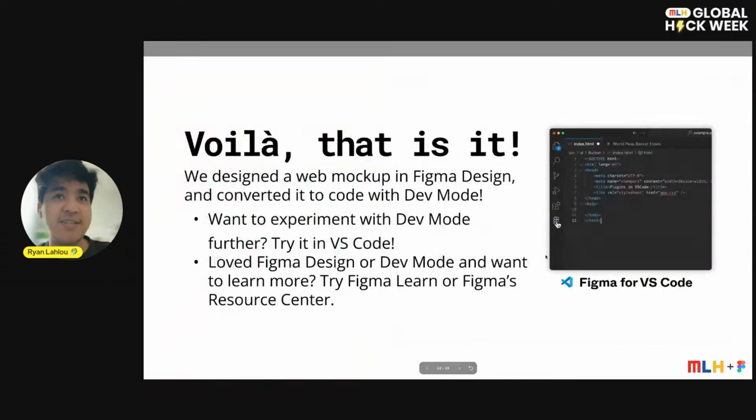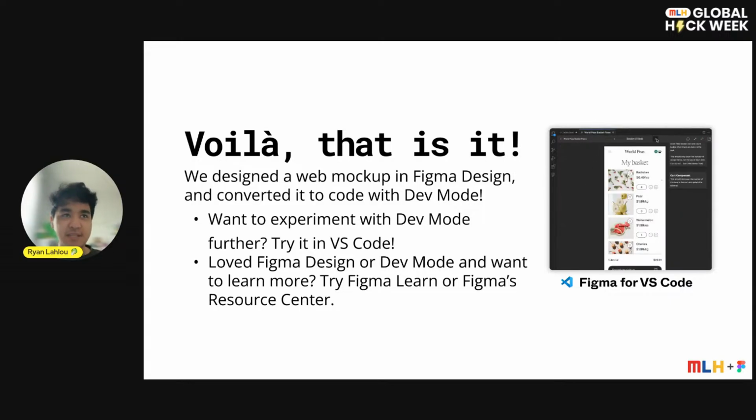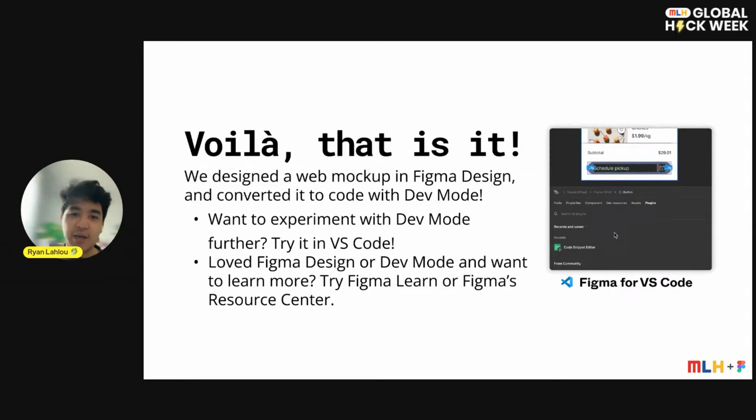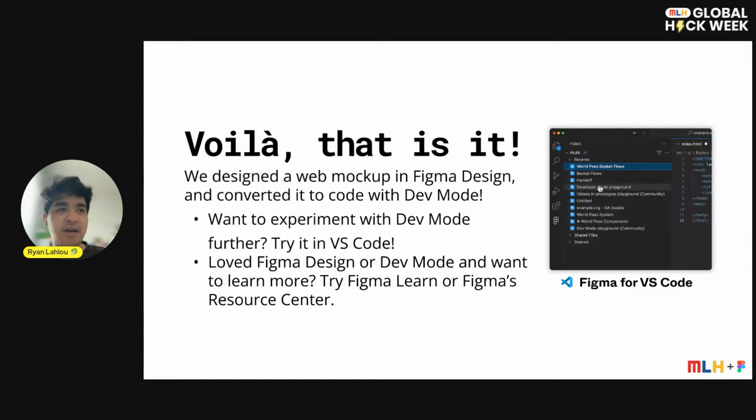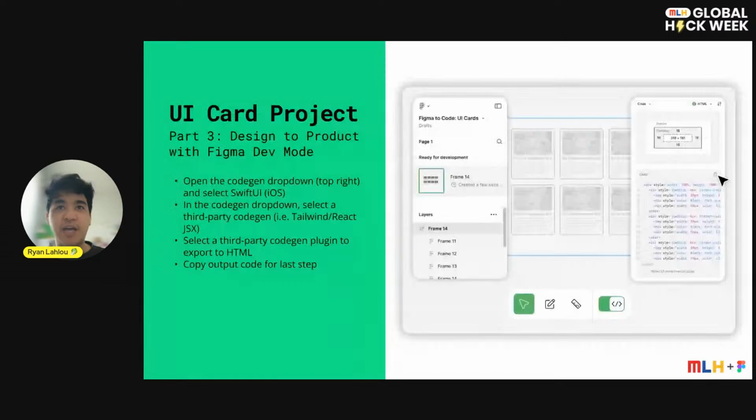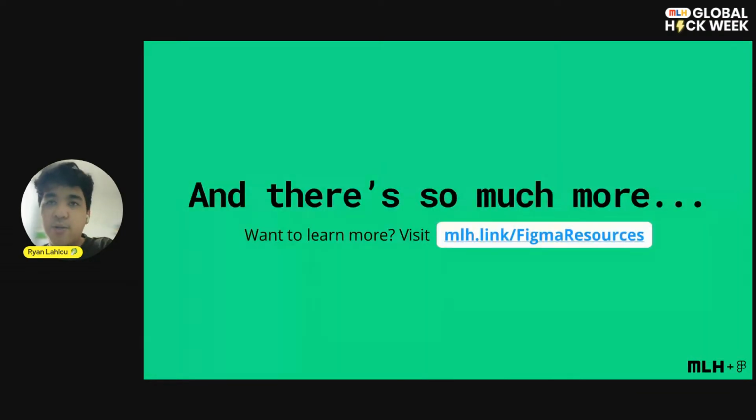So saying all of that, going back into the conclusion here, voila, that is it. We have designed a web mockup in Figma Design and converted it to code with Dev Mode in less than 10 minutes. If you want to experiment more with Dev Mode, try it in VS Code. It's pretty cool. I use it for my full-time job. It is an amazing tool to use, and if you love it, try using more of the products, more of the features. You can see more of those in the Figma Learn and Figma Resource Center, which we have provided a little bit back here. If you want to learn a little bit more, go to this link to the right over here.